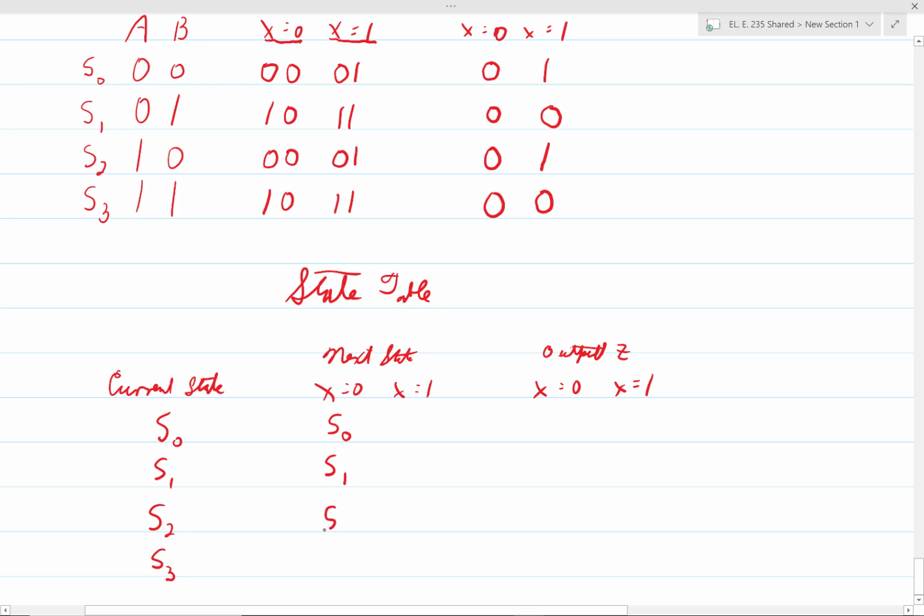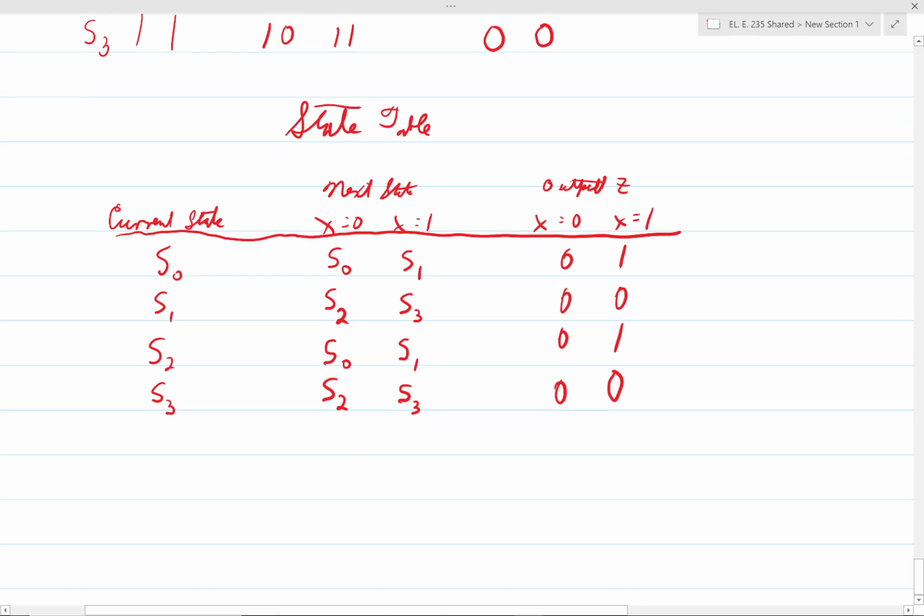S1, S0, S1, this should be 1, 0 is S2 here. Okay, so S2 and S2 here. Okay, and then 0, 1 is S1, and 1, 1 is S3, and then S1, S3. And then here we have 0, 0, 0, 0, 1, 0, 1, 0. So here is our state table.